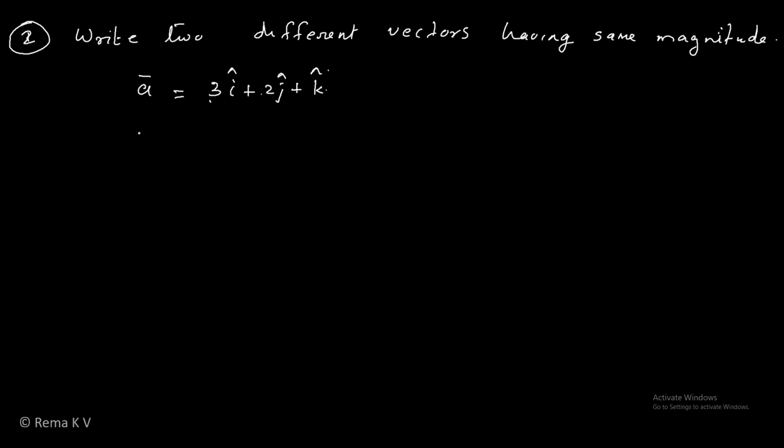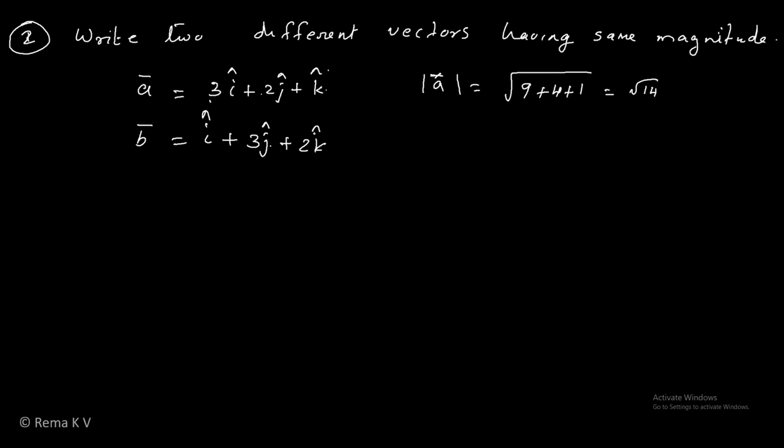For that let us write another vector B, i plus 3j plus 2k. This is a vector whose magnitude is the same as this one. Magnitude of vector A is root of 3 square, that is 9, plus 4 plus 1. It is root 14. Similarly, in vector B, this is equal to root of 1 plus 9 plus 4. Again it is root 14. Magnitude will be the same.